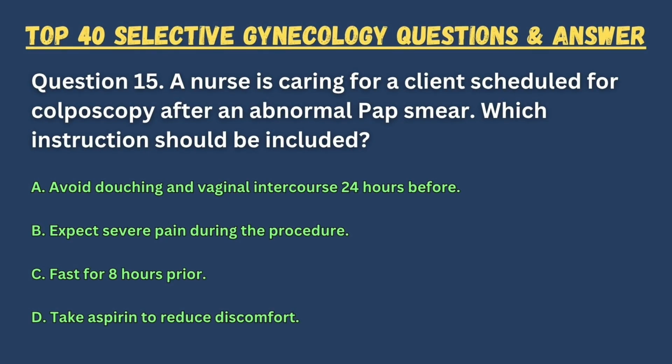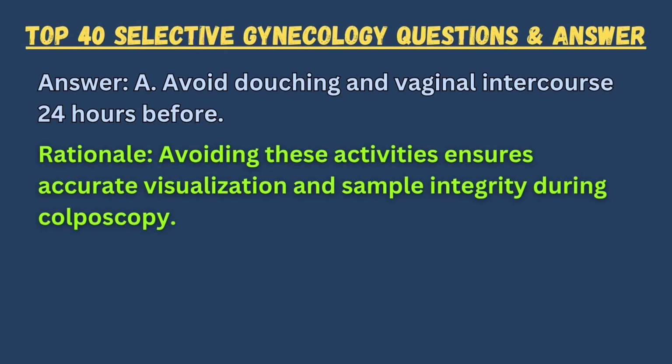Question 15. A nurse is caring for a client scheduled for colposcopy after an abnormal pap smear. Which instruction should be included? A. Avoid douching and vaginal intercourse 24 hours before. B. Expect severe pain during the procedure. C. Fast for 8 hours prior. D. Take aspirin to reduce discomfort. Answer. A. Avoid douching and vaginal intercourse 24 hours before. Rationale. Avoiding these activities ensures accurate visualization and sample integrity during colposcopy.